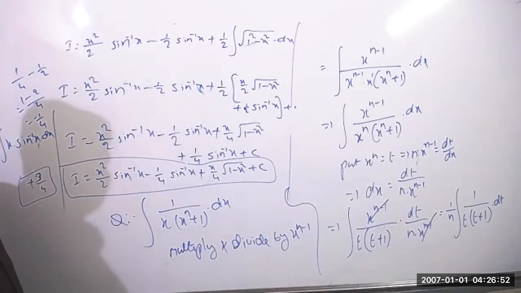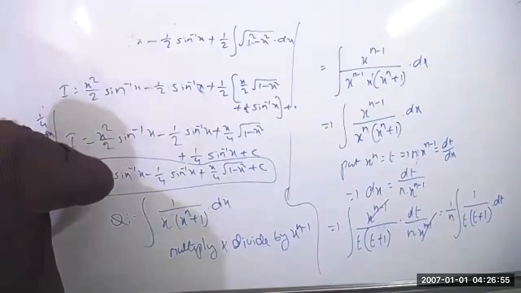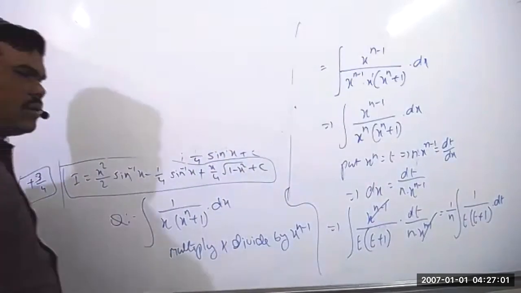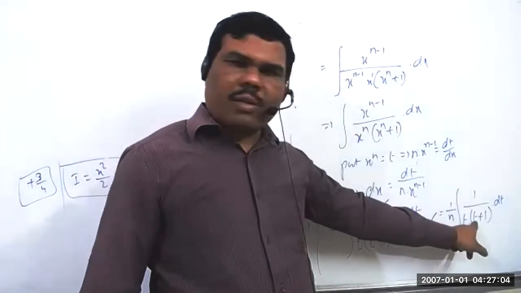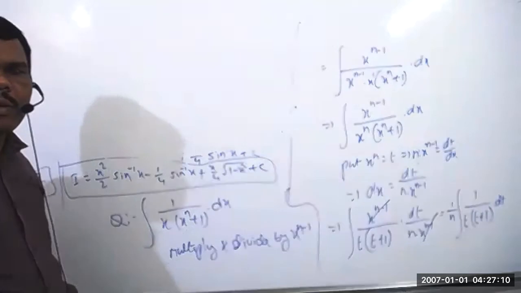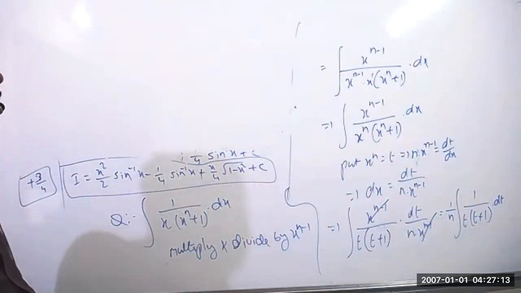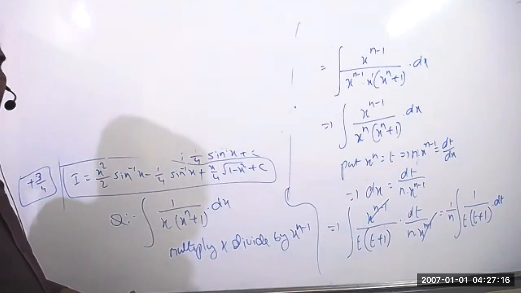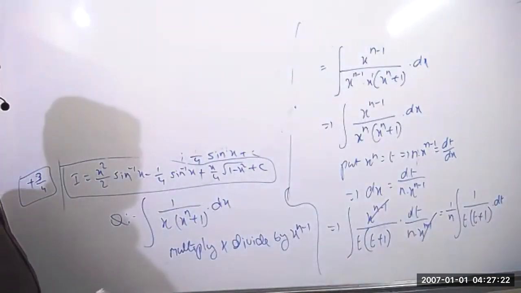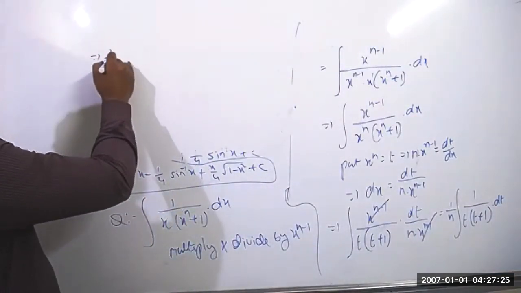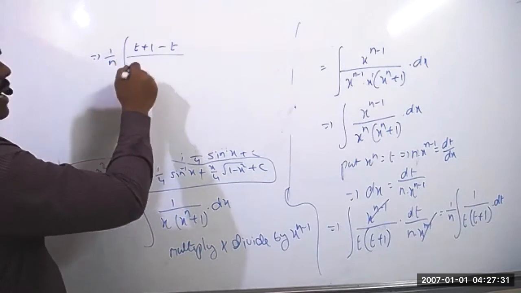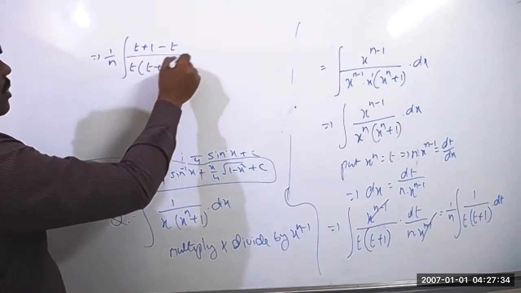But here, taking it directly, we will get confused, because we don't have a formula for the integration of that value. Multiplying, 1 by t into t plus 1 equals t square plus t. But integration of 1 by t square plus t, we don't have any formula. So for that purpose, first write it separately. Based on the first term, t plus 1 is there, here only 1 is there, so you can add and subtract t. That implies 1 by n into integration of t plus 1 minus t whole by t into t plus 1 into dt.